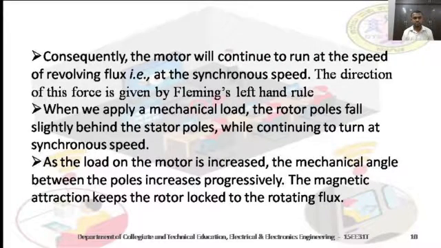The direction of this force is given by Fleming's left-hand rule. So the rotor will be rotating at synchronous speed in order to catch the revolving flux. The direction of the force is given by Fleming's left-hand rule. As I told you earlier, when you stretch the left hand, three fingers perpendicular to each other, or 90 degrees.